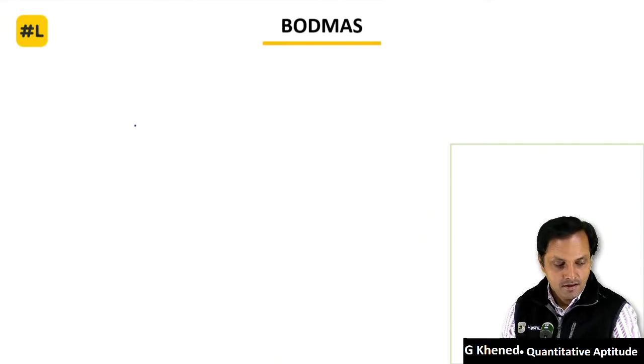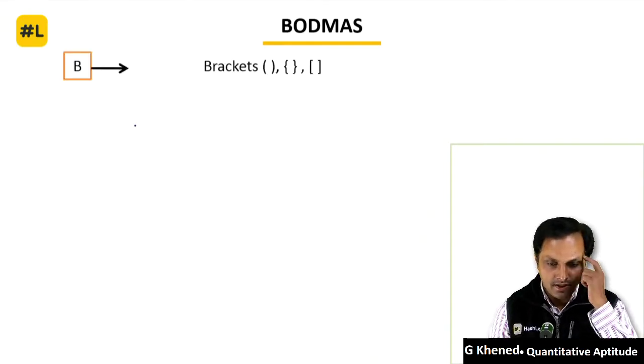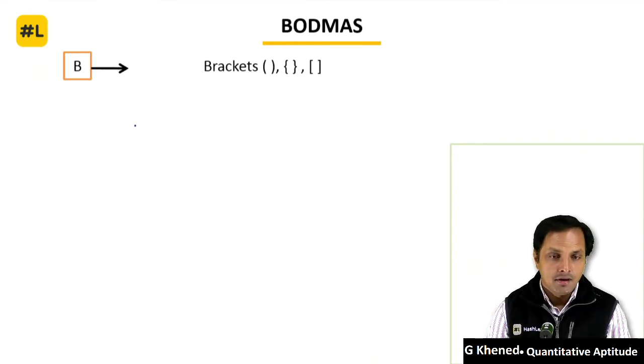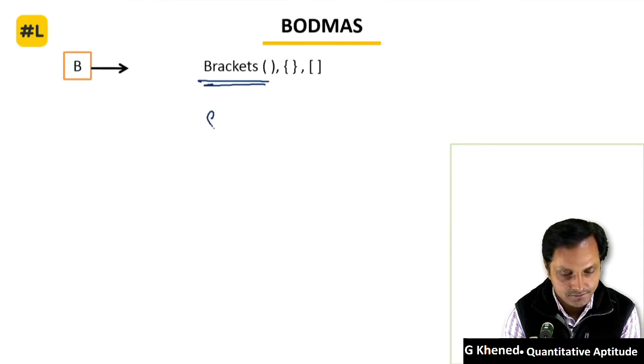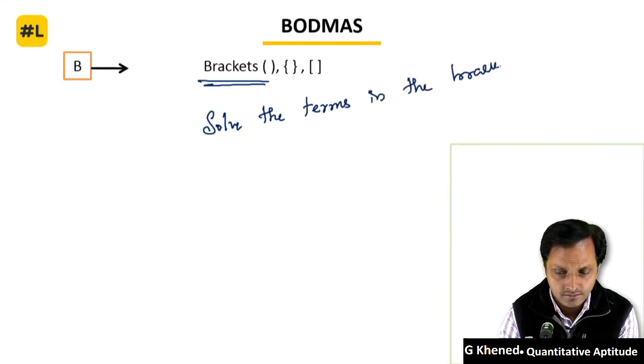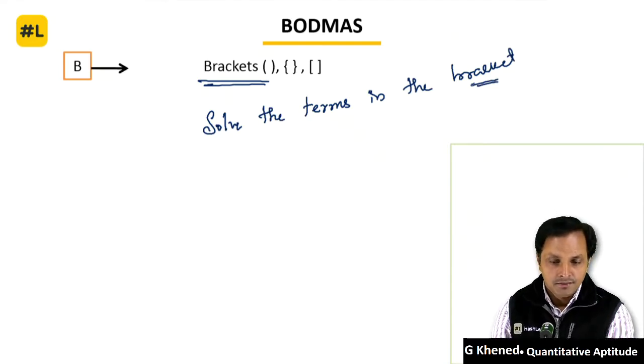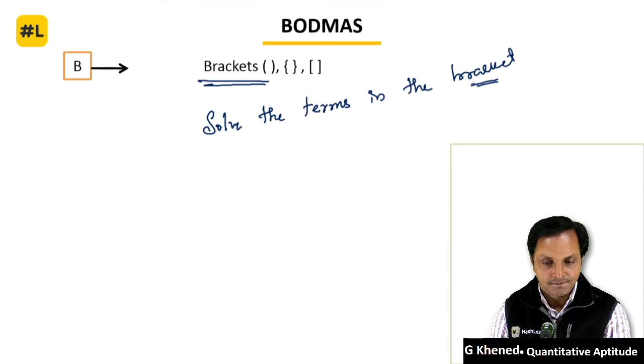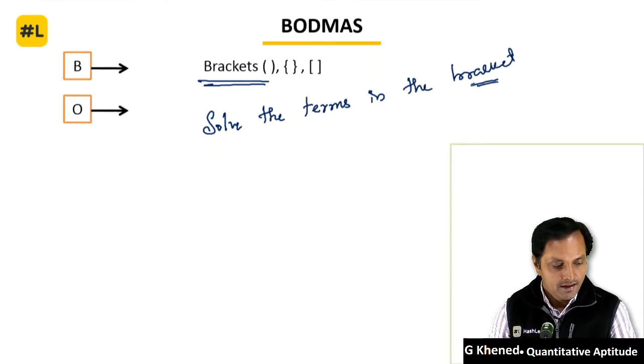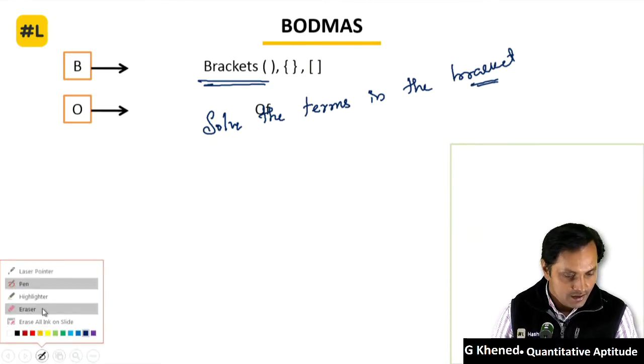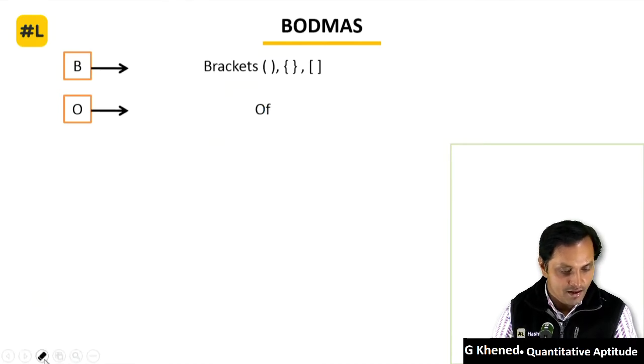Then let us come to the next concept, BODMAS. What is B? B is nothing but the bracket. So always you should solve the brackets first. You have to solve the terms which are in the bracket first. Next, what is O? O is nothing but order or of. You should follow the order.